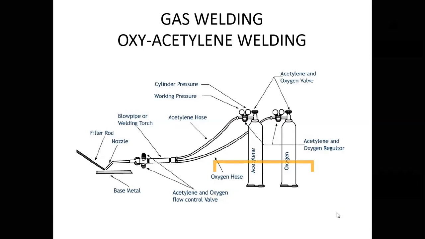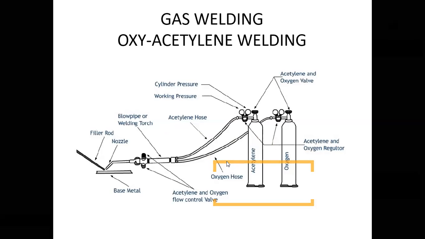One is neutral, 50%, 50% oxygen and acetylene. In carburizing flame, acetylene percentage is more. In oxidizing flame, oxygen percentage is more compared to acetylene. So these are the three types of flames we have. I'm going to display it anyway. So look at the screen where the sketch I displayed here.